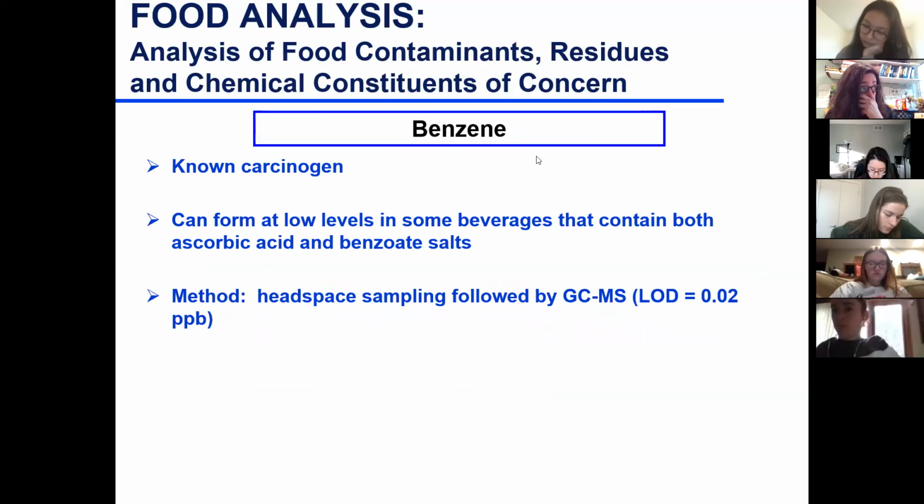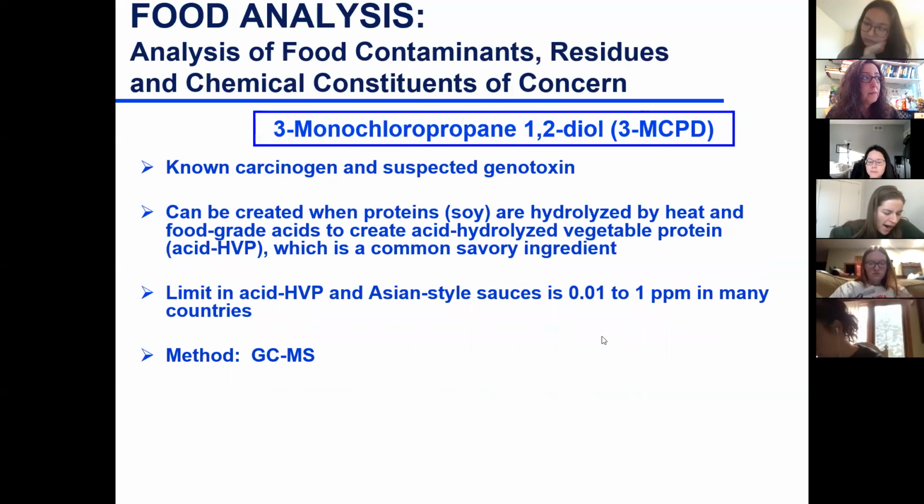Benzene is another carcinogen. It can be present in some beverages. For example, if you have a beverage with benzoate salt and ascorbic acid, you can form benzene. It is volatile, so headspace by GC and coupled with MS.